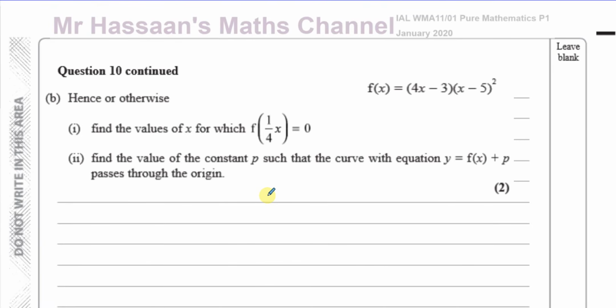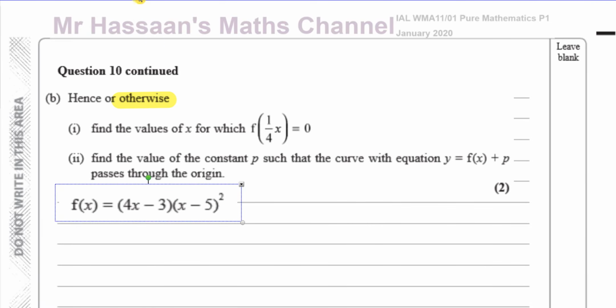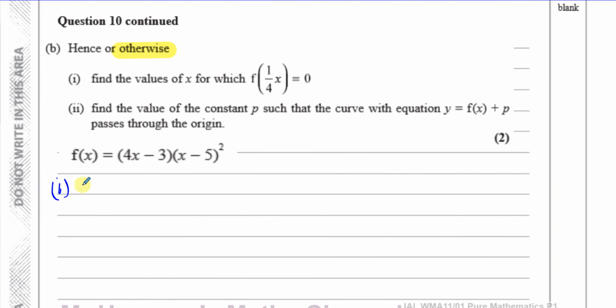I'm going to show you part B in another way, otherwise, because it says hence or otherwise. I personally would have used the hence method, but you can also do this algebraically using the equation of y equals f of x that we're given. So for part 1, we're told to find the values of x for which f of a quarter x equals 0. Okay, so what we're going to do is we understand that f of a quarter x is when you replace the x with a quarter x.